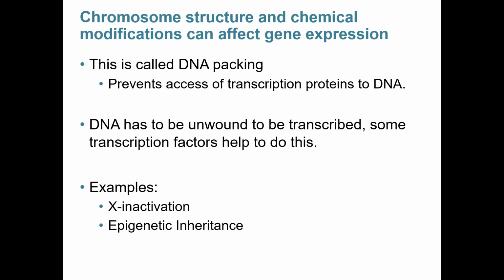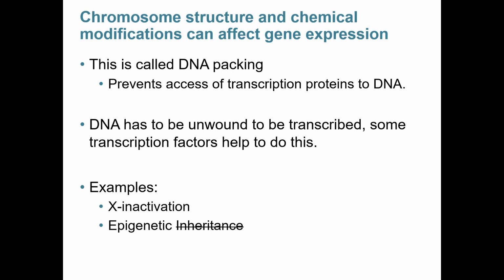Using the structure of a chromosome to control expression is called DNA packing. In order to be expressed, DNA has to be unwound, and transcription factors can help do this. But if the transcription factor can't get in because it's too tightly packed, well, no expression is going to happen. We're going to talk about 2 specific examples of DNA packing, and that's going to be X inactivation and epigenetics. Sometimes your book will connect epigenetics to inheritance, but we'll talk a little bit about why that is difficult to do. So let's start with X inactivation.